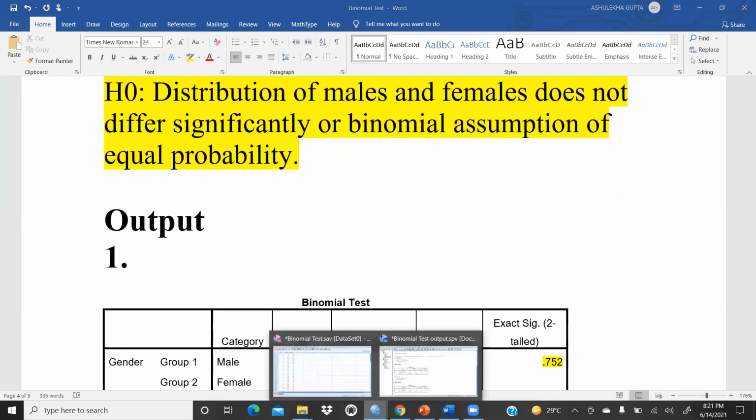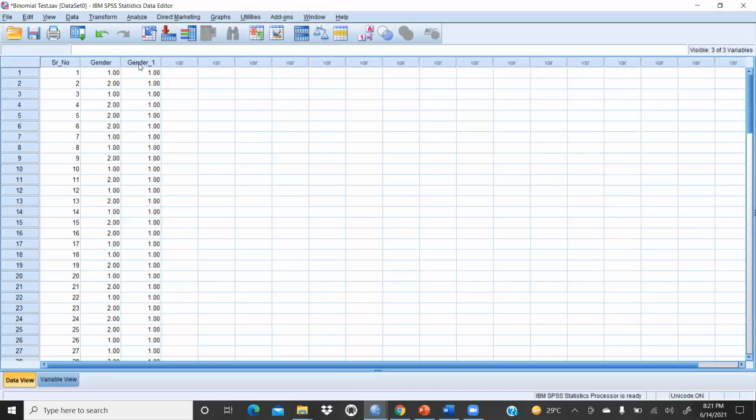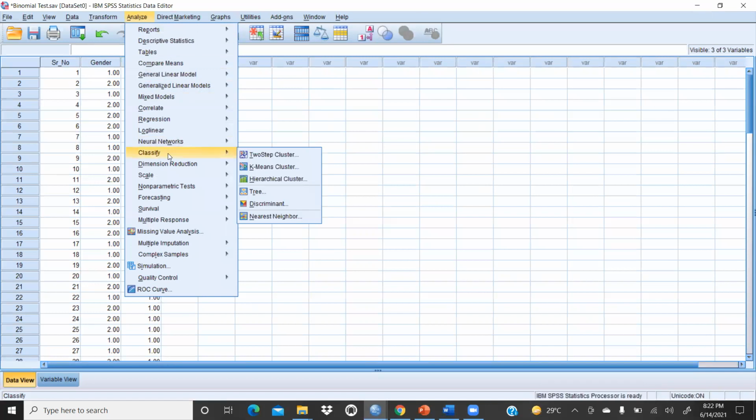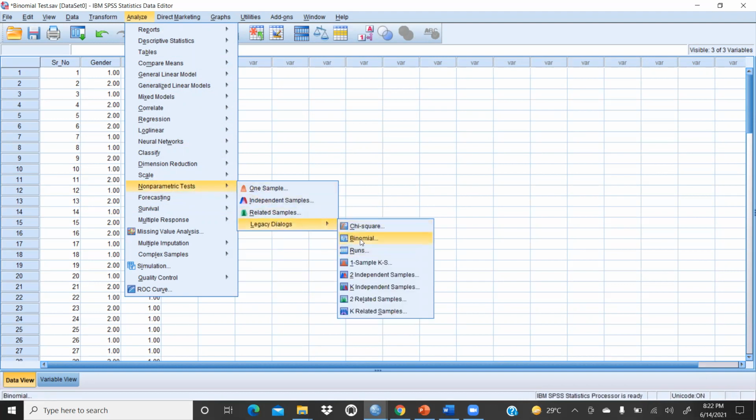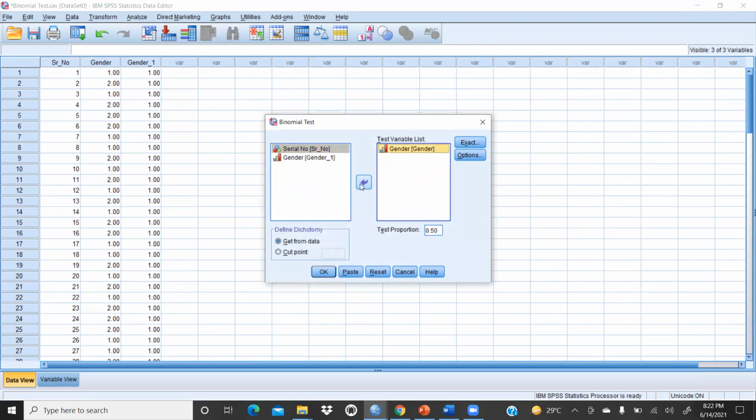Now I will come to the same file. What is the role of this gender 1? Now we will ignore this gender because I would like to show the opposite, when the null hypothesis is going to be rejected and the alternate hypothesis is going to be accepted. So now we will concentrate only on gender 1. Analyze, non-parametric test, legacy dialogues and binomial. Gender we will return back, and gender 1 we have to shift towards the right side, the test variable. Again, test proportion is the same. Now we will press OK.